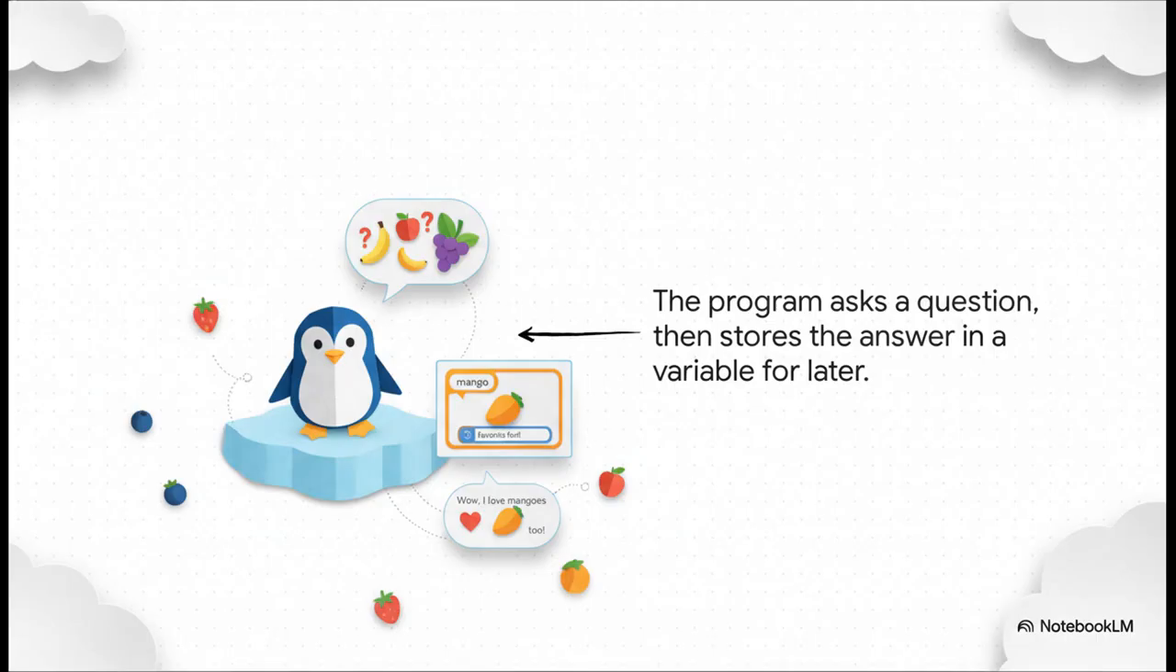And here's a perfect example of it in action. The penguin asks the question, what's your favorite fruit? It then listens for your answer, and whatever you type, it puts that information inside that favorite fruit variable we just made. Now the program knows your favorite fruit. It can use that information later on, maybe to have the penguin say, oh wow, I love mangoes too.